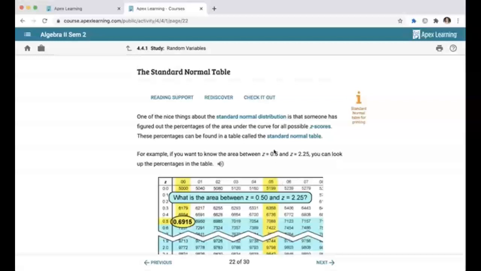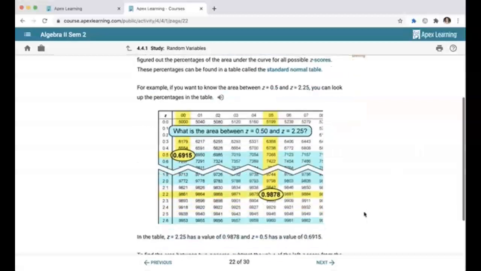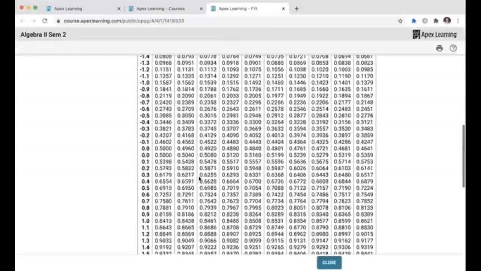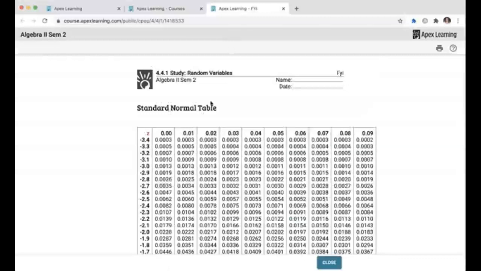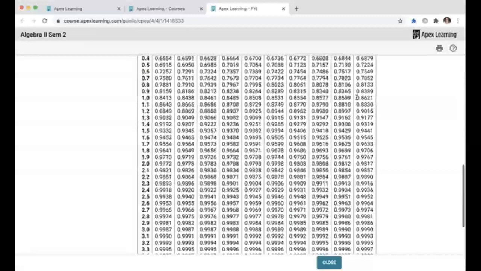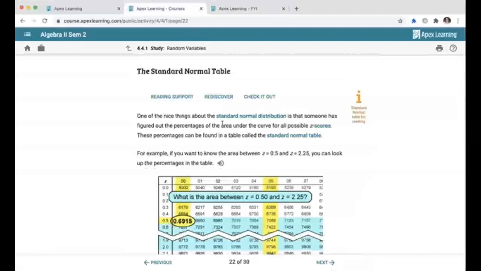Okay. And something that's nice about this is that it has fixed percentages for all possible z-scores, right? It has a standard look about it. We can look here at this thing called the standard normal table. They have one here that's really good for you to save and use. It's got z values, and it's got output values, right? And you can use that.